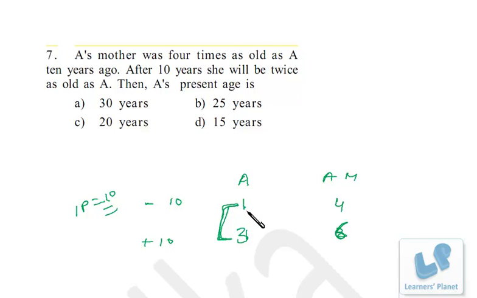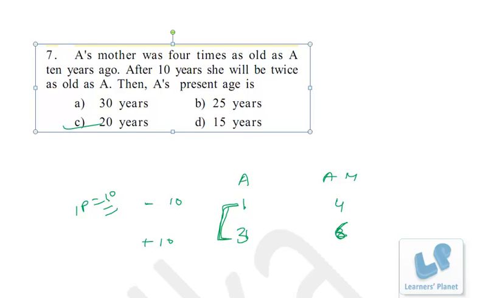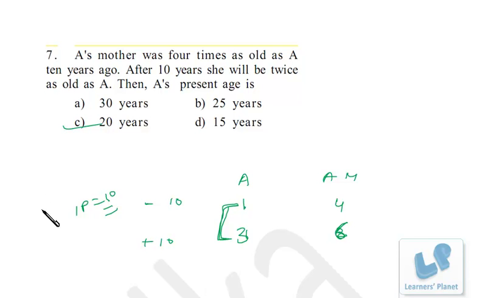So present age will be what? 10 plus 10, 20, right? As simple as that. Further, no need of making any sort of equations. So if you are asked about A's present age, it's 20. If you are asked about A's age after 10 years, it will be 30, right? So 10, 20, 30, as simple as that. Okay.